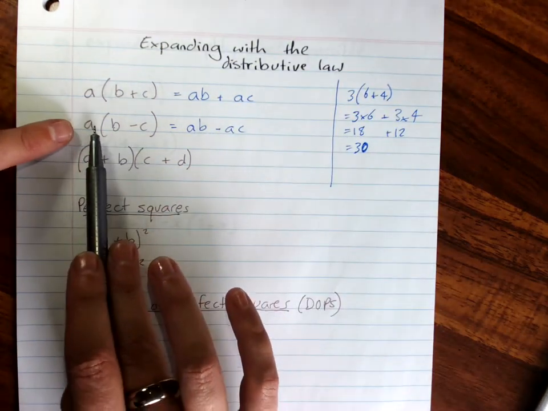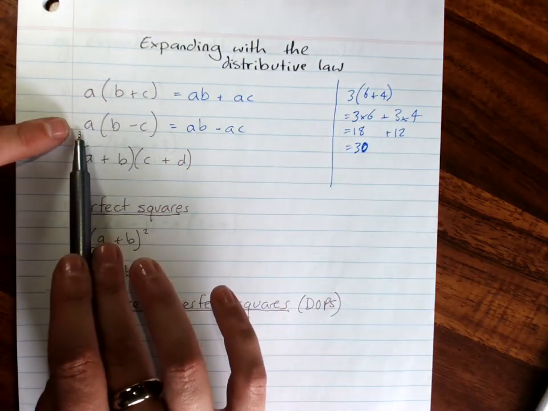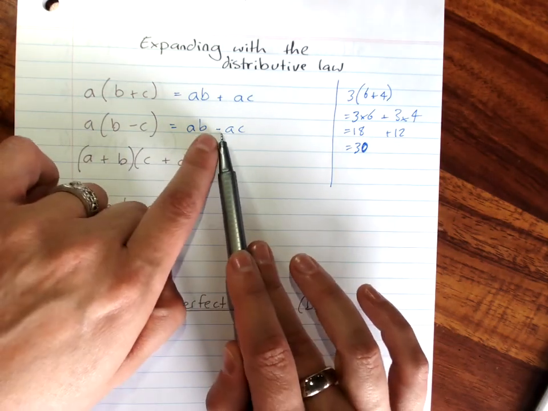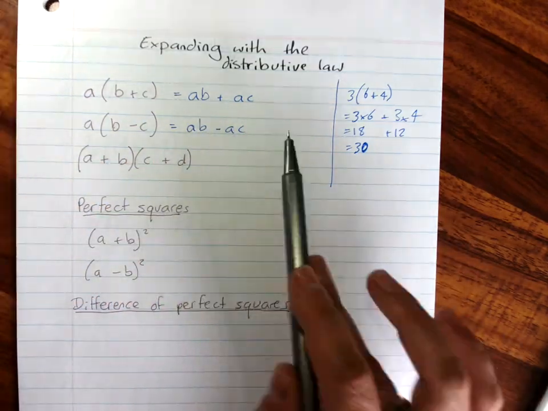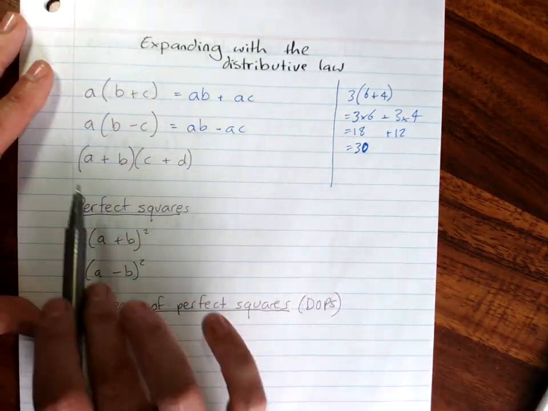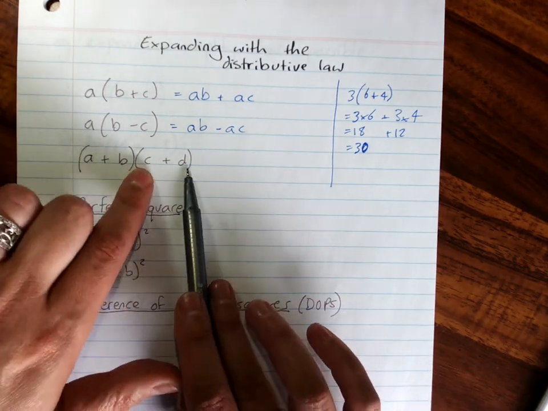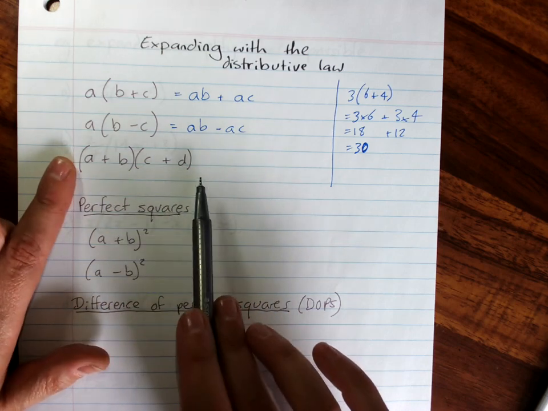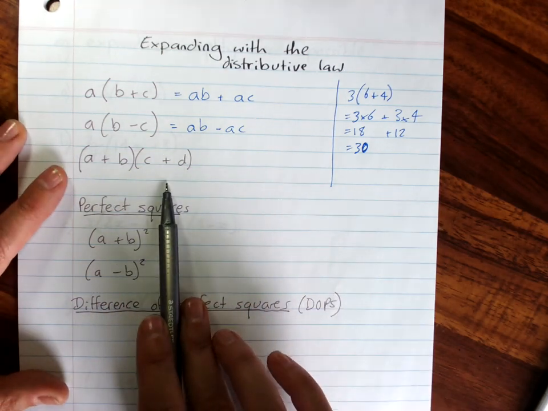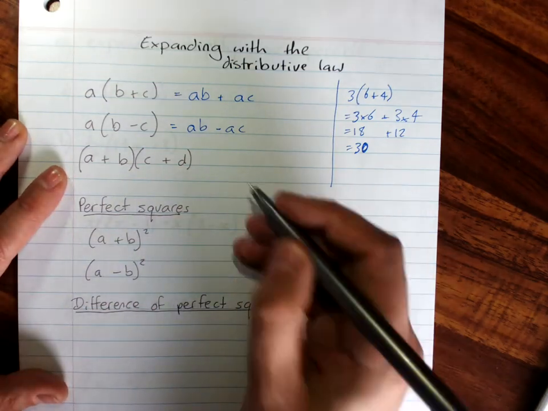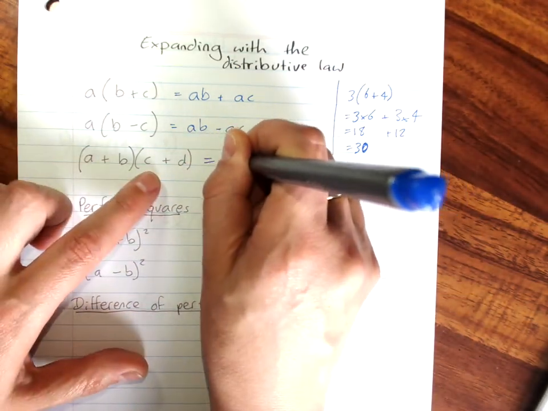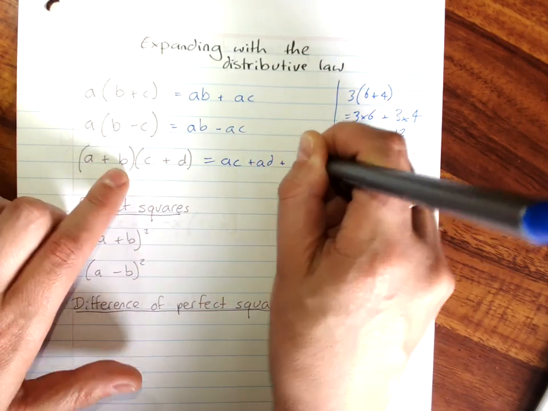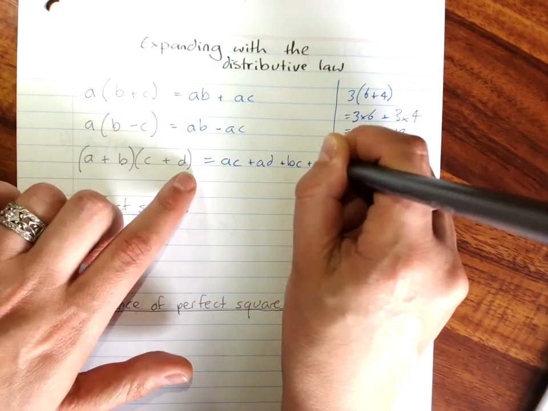Now really what we're doing, remember, is we're multiplying each term. So this is A times negative C gives us negative AC, which in the scheme of things is AB minus AC. When we are multiplying what's known as binomials, that is brackets with 2 terms in each multiplied together, you have 2 different options for how you would expand this, and I'll go through them both. But this is A times C plus A times D plus B times C plus B times D.